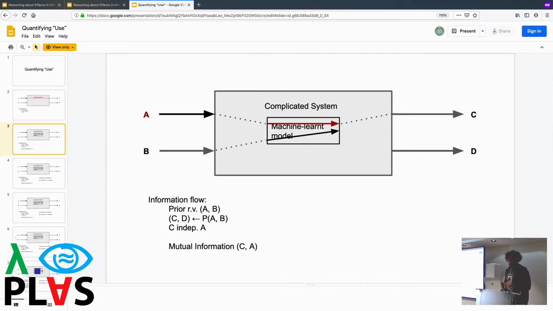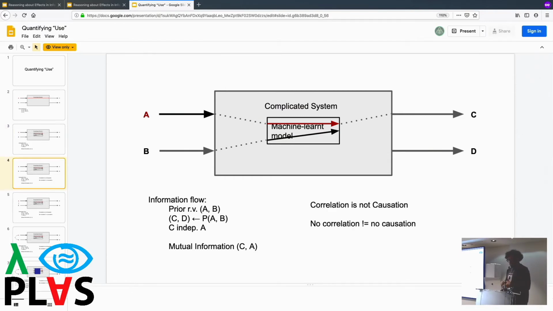There's quantitative information flow, where you presume that there's some prior distribution on A and B, and you compute the complicated program on these distributions, collect the outputs in random variables C and D, and then test whether C is independent of A. So this might capture situations where the use happens through correlation. One more thing I should mention is that you can also quantify how much use happens by doing standard information theoretic measurements like mutual information between random variables.